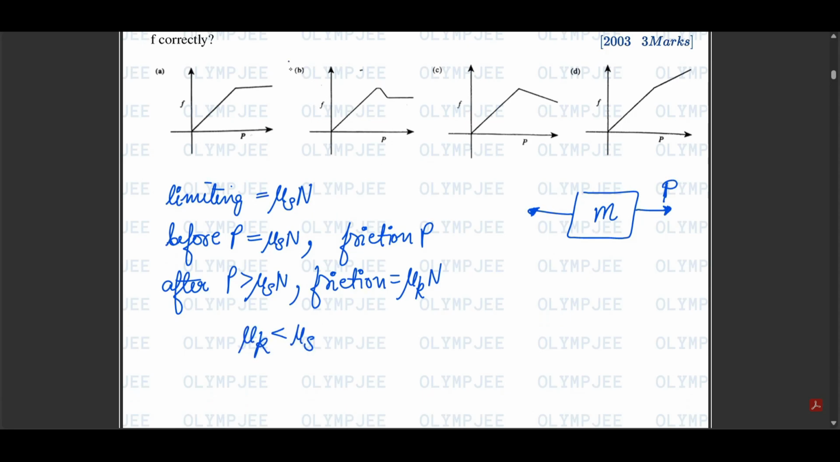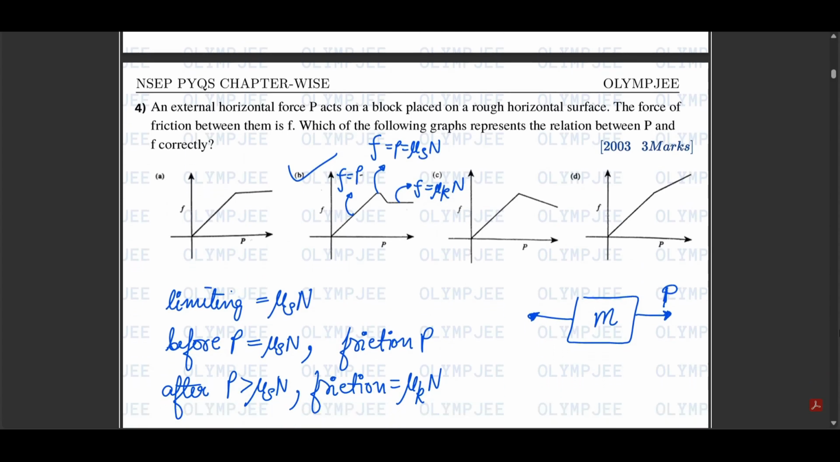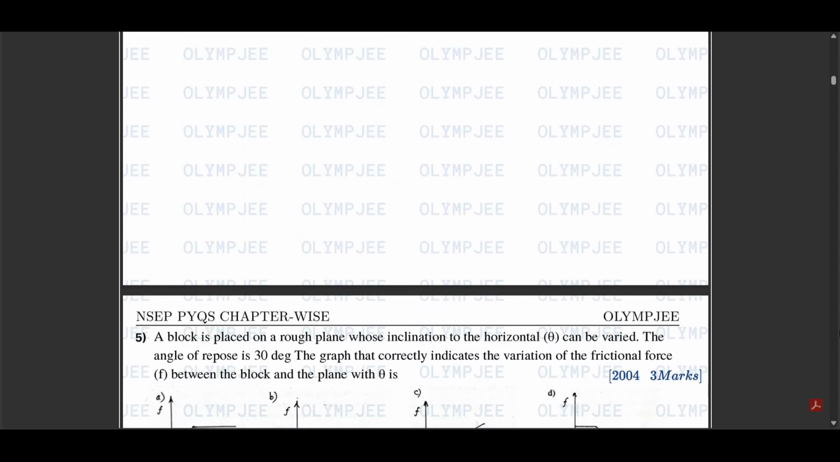So option B is correct, because till here F will be equal to P, here this F will be equal to P, which will be equal to mu s multiplied by N, and here F will be equal to mu k multiplied by N. Hope this is clear. If this is not clear, you can ask in the comments or on my Telegram.